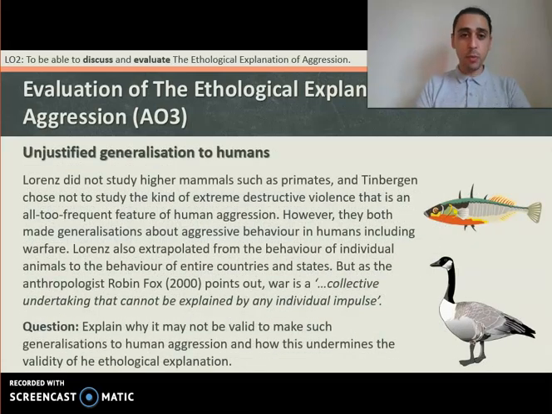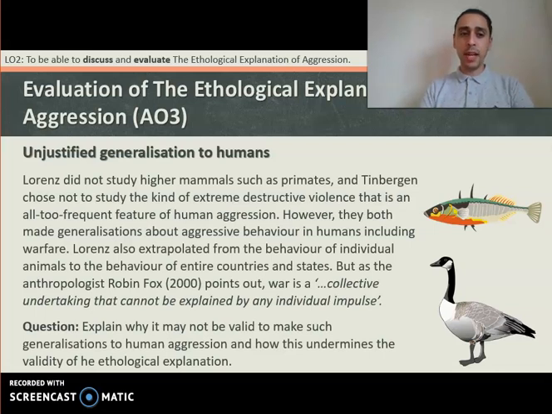And here's the last evaluation point we're looking at today. Unjustified generalization to humans. Lorenz did not study higher mammals such as primates, and Tinbergen chose not to study the kind of extremely destructive violence that is all too frequent a feature of human aggression. However, they both made generalizations about aggressive behaviors in humans, including warfare. Right? Warfare is a lot more complex than one may argue, and I don't think it could be argued in terms of research that was done by geese or fish.